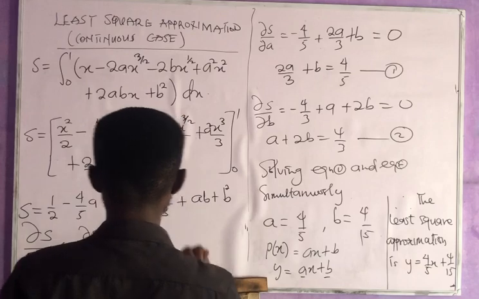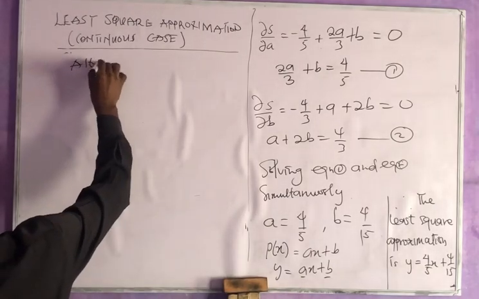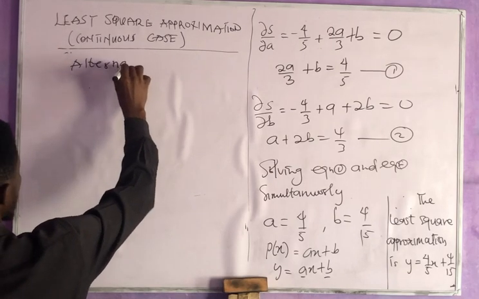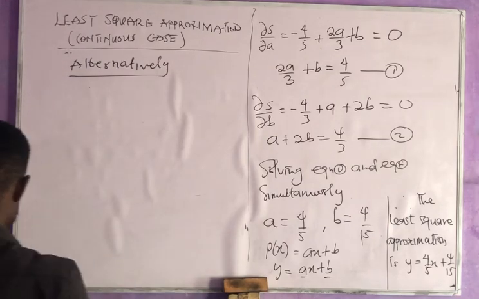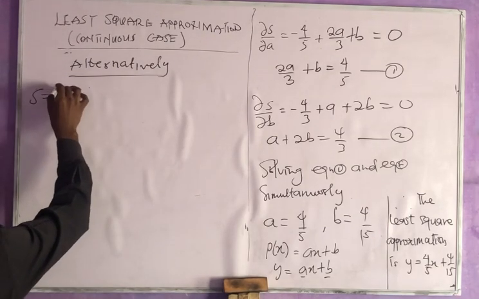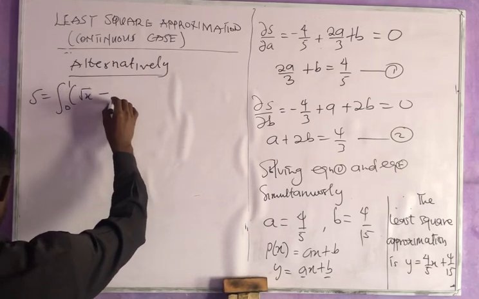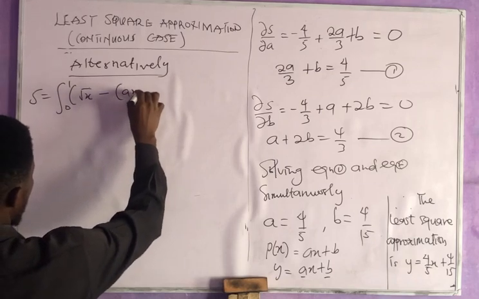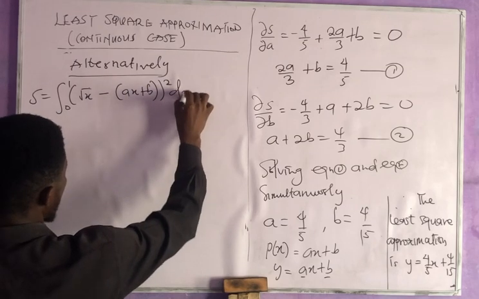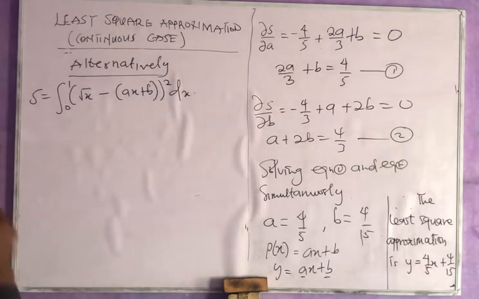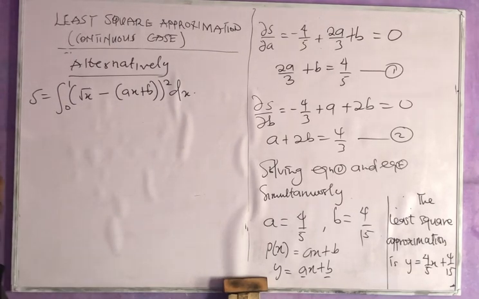Okay, we can solve this one another way. So let's look at the alternative way. I'm writing what we have straight here, the integral from 0 to 1 of root x minus (ax plus b), all squared dx. The first time, we decided to expand this one. This time around, I can decide not to expand it.